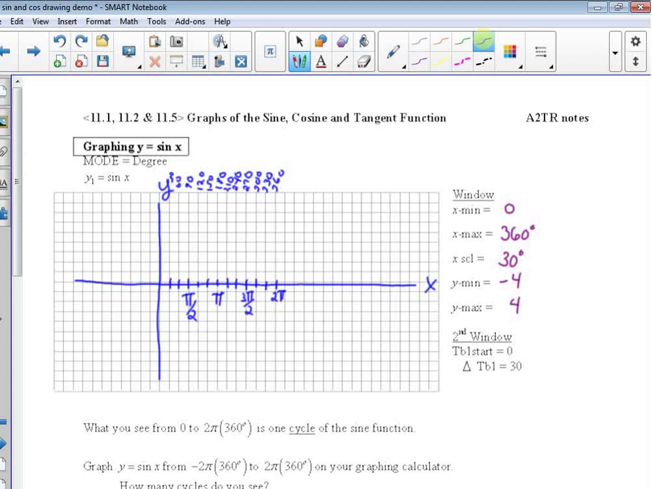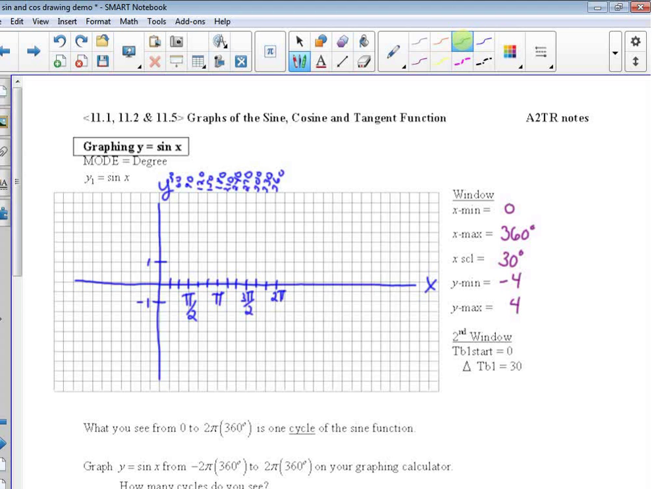Now remember we went from -4 to 4, so I usually go up 2 blocks and do 1, and down 2 blocks and do -1. Otherwise, it's too close if you count each block as 1. And then I plot my points.